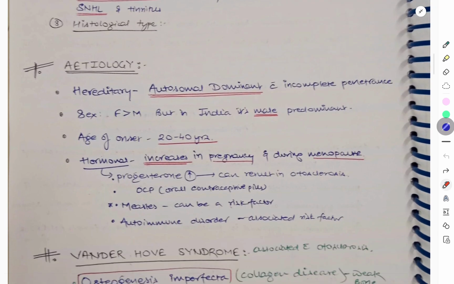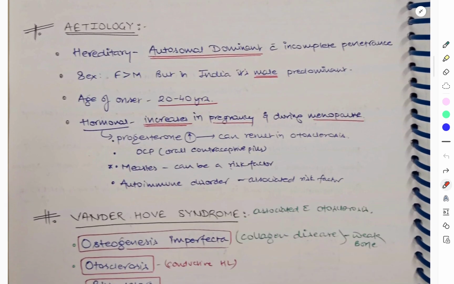Okay, so what is the etiology? Very important etiology, or you can call them trigger factors. First one is hereditary. This is autosomal dominant with incomplete penetrance. Sex: females are more prone than males, but in India male is predominant. Age of onset is 20 to 40 years. There is some hormonal imbalance. Okay, so therefore it increases in pregnancy and during menopause. Okay, so increased progesterone can result in otosclerosis.